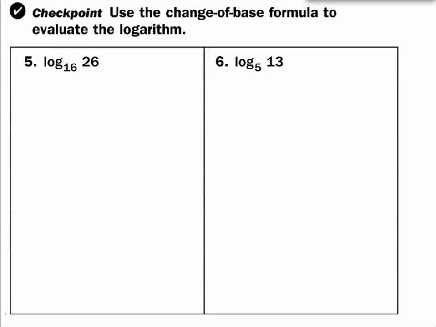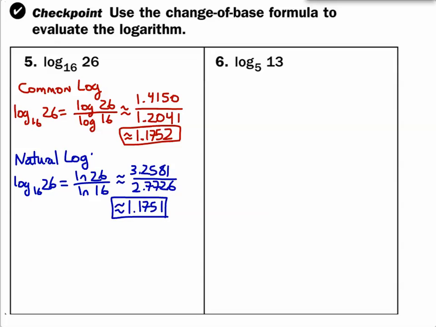So, checkpoint. Here's where the spiel comes in. Give yourself a chance. Please try these on your own. I'll wait a few seconds for you to pause it. Come back. See how you're doing. Okay, these are the answers for number 5. You can do it either way, common log or natural log. I showed both ways. The individual numbers along the way are different, but the final answer is the same.